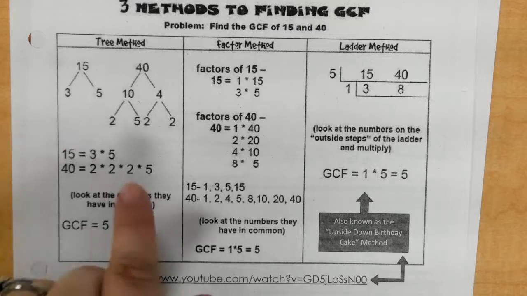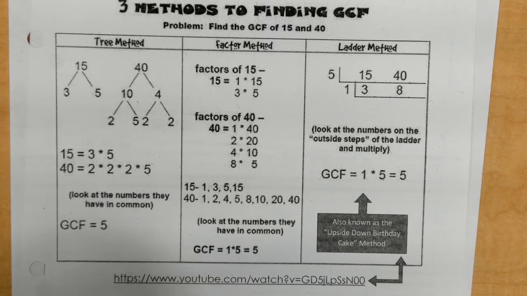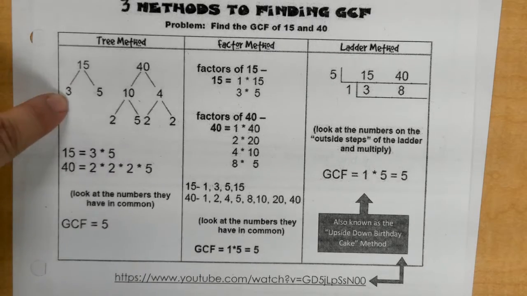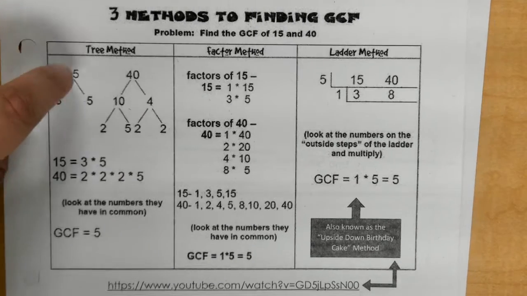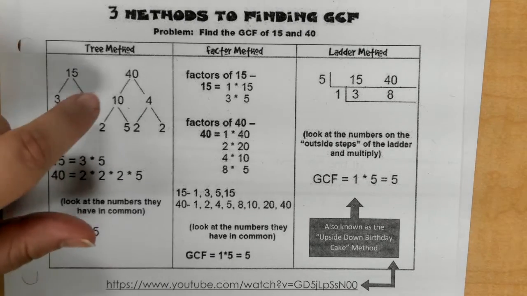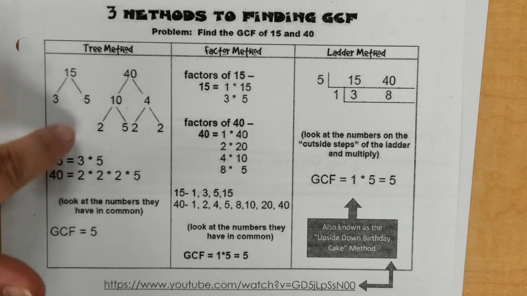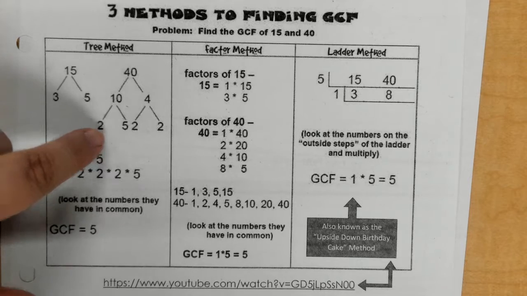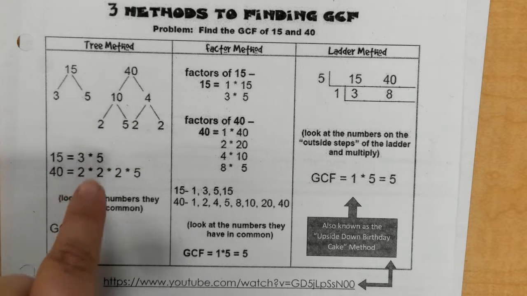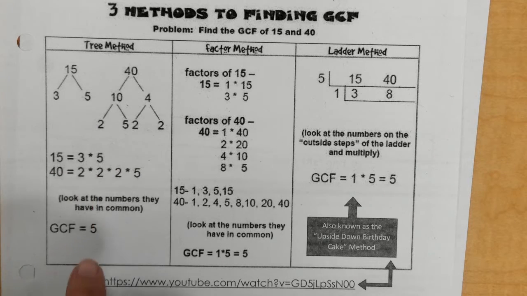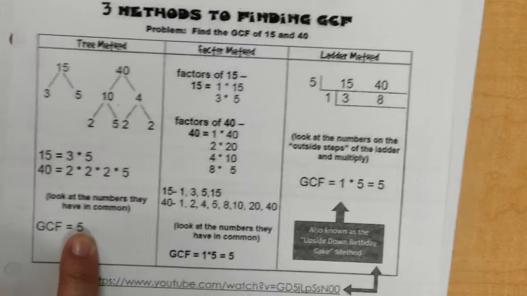Down here it gives you 3 methods to find the GCF. Here they use the factor tree of 2 numbers, 15 and 40. They found that at the end of the branches we had a 3 and a 5 for 15, and then a 2, 2, 2, 5 for 40. So what do they have in common? The numbers they have in common are a 5 and a 5, so the greatest common factor is 5 here.